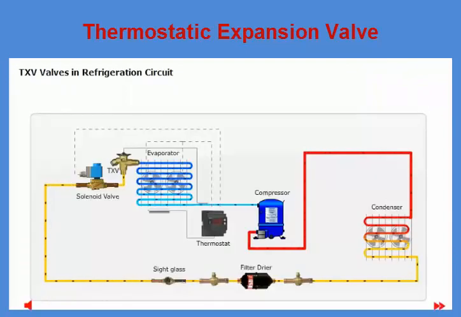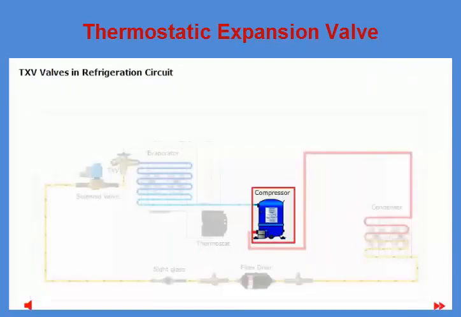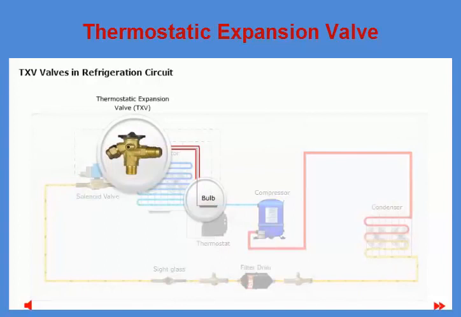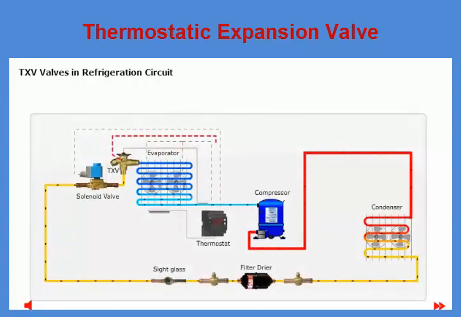Here you can see a basic refrigeration system with a compressor, evaporator, thermostatic expansion valve, or TXV, and condenser as the main components. The thermostatic expansion valve is mounted in front of the evaporator, with the bulb and external equalizing line mounted on the suction line just after the evaporator.